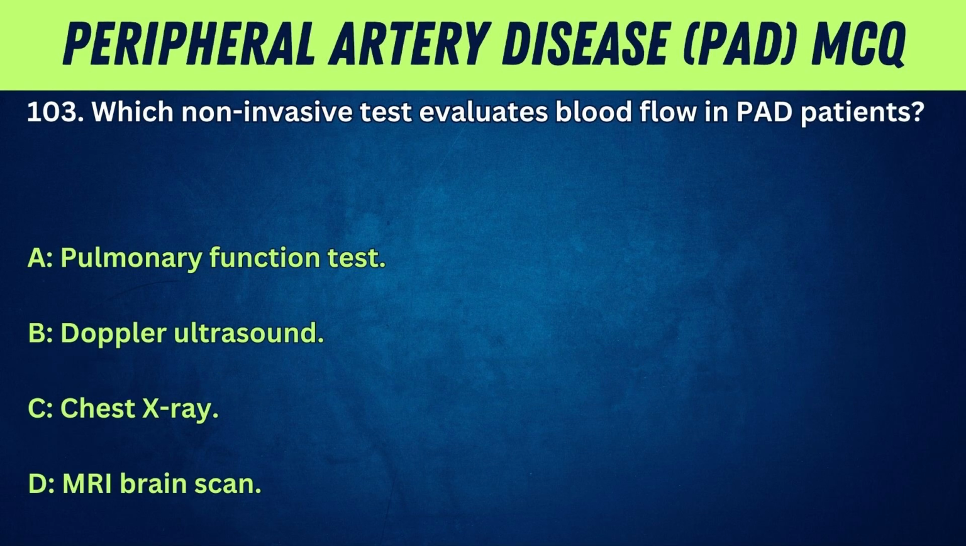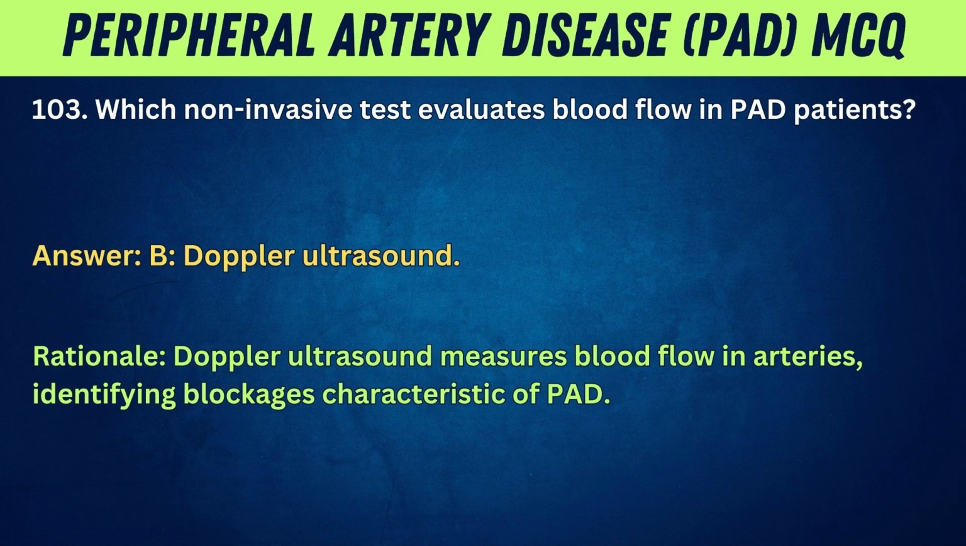103. Which non-invasive test evaluates blood flow in PAD patients? A. Pulmonary function test. B. Doppler ultrasound. C. Chest X-ray. D. MRI brain scan. Answer: B. Doppler ultrasound. Rationale: Doppler ultrasound measures blood flow in arteries, identifying blockages characteristic of PAD.